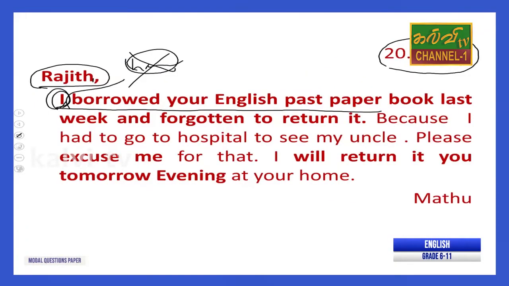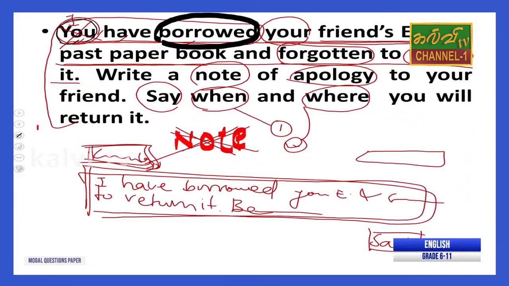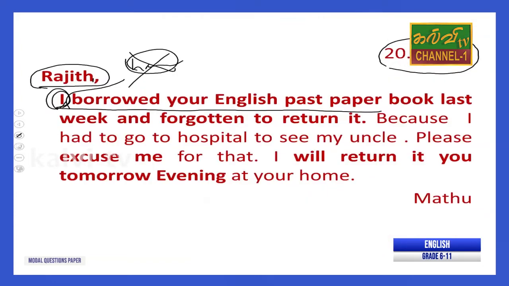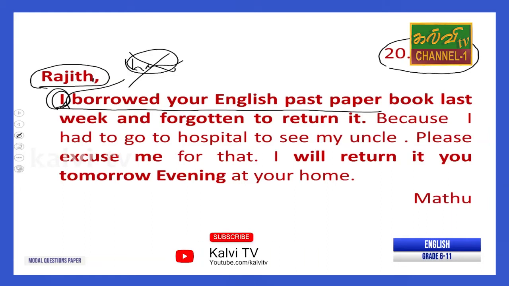This is not your English past paper. What is that? You have borrowed your friend's English past paper. This book is not yours. It is your friend's English past paper book. So how can you make it? You are writing the sentence: dear friend, I borrowed your English past paper book and forgot. Yes, they have given it here. I borrowed your English past paper book last week and forgotten to return it.